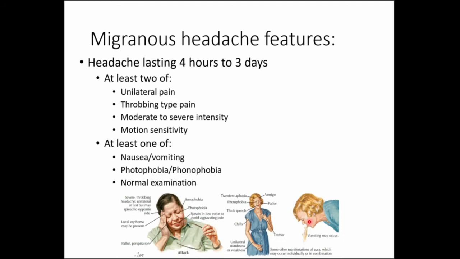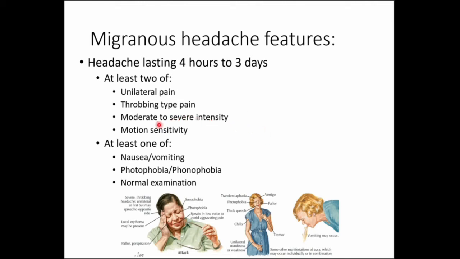So the symptoms of the actual migraine headache characteristically last 4 hours to 72 hours, or 3 days. In order to say that a person is likely to have a migraine, they need to have at least 2 of unilateral pain. So migraines tend to affect one side of the head, unilateral, which is of a throbbing type pain, so not a band type or piercing pain, it is throbbing.